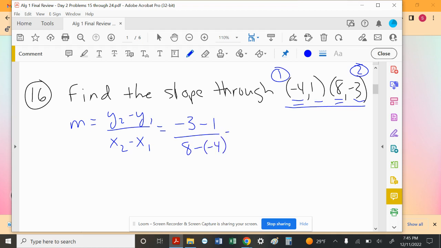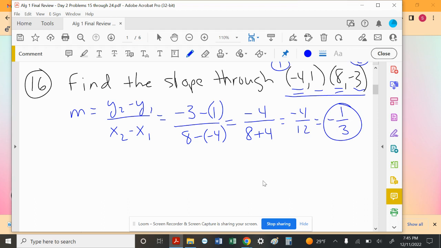Make sure you put parentheses around things to make it easier. I could have done that just as easily. And so this would stay minus 3 minus 1, which is negative 4. This would become 8 plus 4. So that would be negative 4 over 12, which is negative 1/3. So there's my slope right there. Okay. Let's move on to the next one.